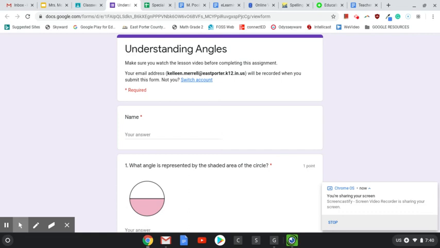All right, your math lesson today is called Understanding Angles. Please open up your Google form so you can follow along with me. It would be really helpful if you also had a scrap sheet of paper and a pencil so that you can do your work on it.